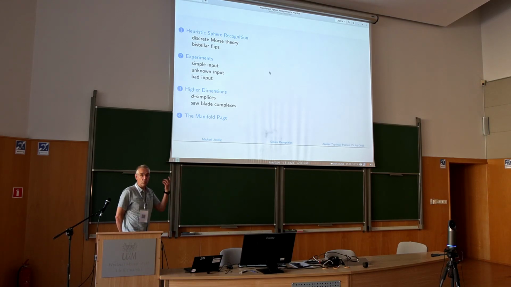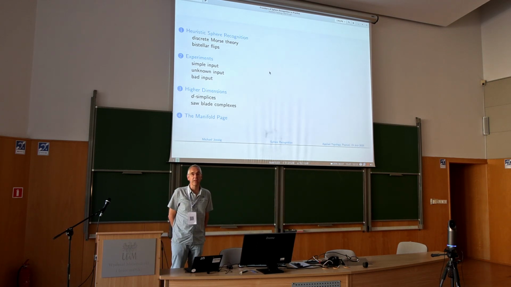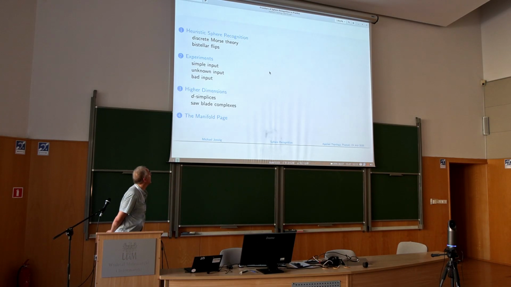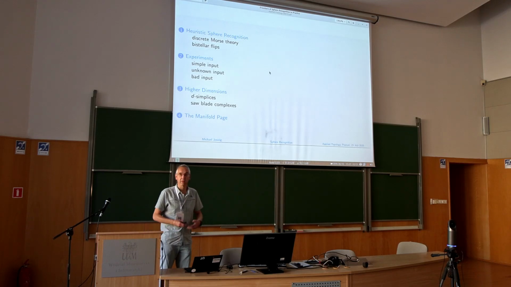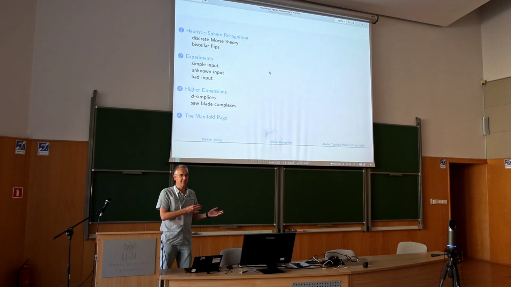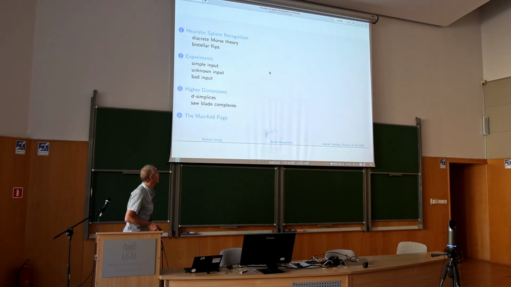So there are two key ingredients on the tool side. One is discrete Morse theory. I'll say a few words about that. I'm sure that Bruno will say much more about it later. And then I will also talk about bistellar flips very shortly. This is what you saw in Karim's talk. So that's why I think I'm in the middle. I'm making the transition from Karim to Bruno.